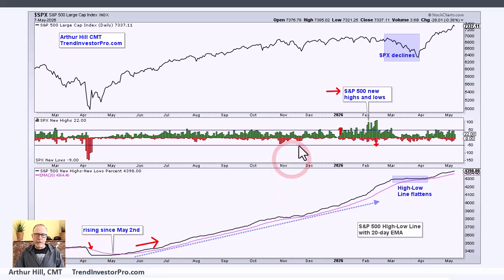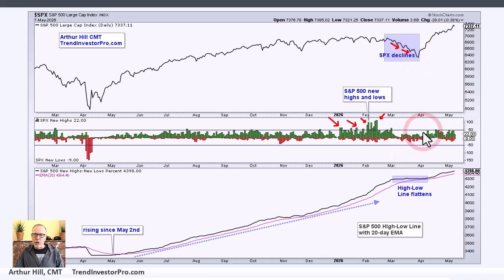So if we look at the high-lows in the middle window, we can see that we had strength in January and February with this indicator, the new highs exceeding plus 50 several times, even getting above 100. So the market was really doing good in January and February. And then, of course, in March, you can look up at the S&P 500. You can see that the S&P 500 declined. It fell from around 7,000 to around 6,300, roughly 9%. And so that's a pretty good decline in the S&P 500.